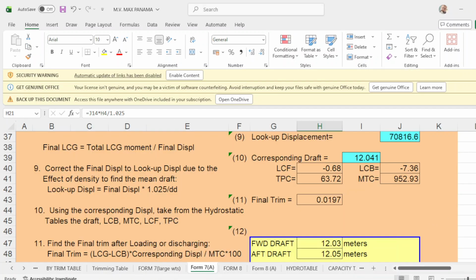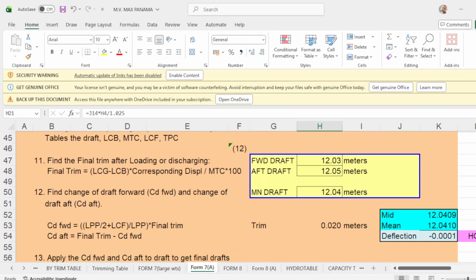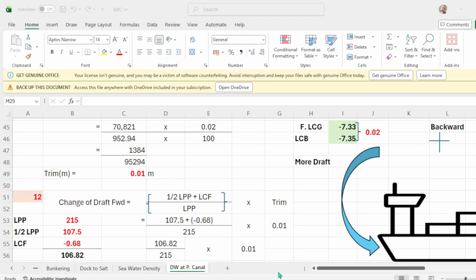Number 12, that will be here. Look for the change of drop forward. The formula is 1 half LPP plus LCF over LPP times your final trim. To get the change of drop up, it is final trim minus your change of drop forward. So let's go to number 12. Number 12 is change of drop forward. The formula is 1 half LPP plus LCF over LPP times your trim.